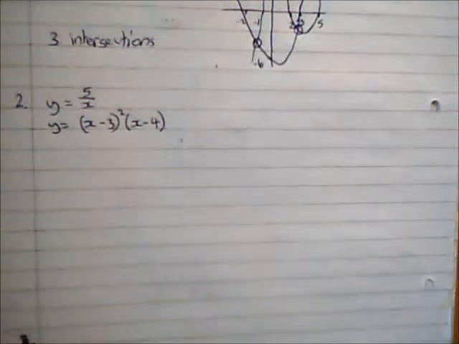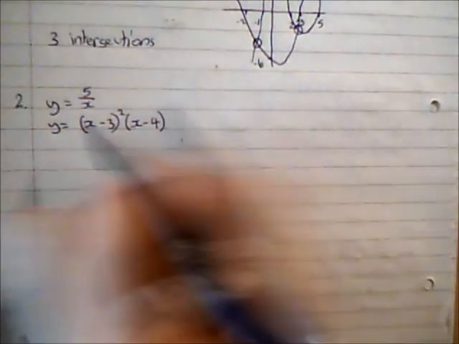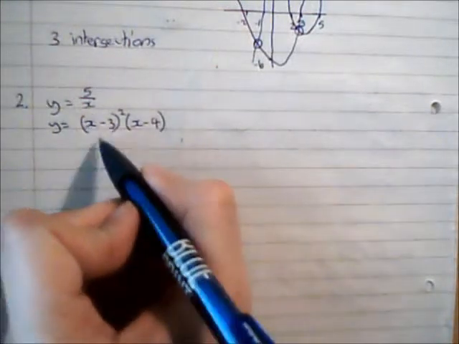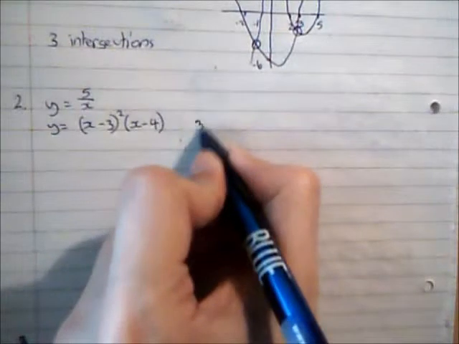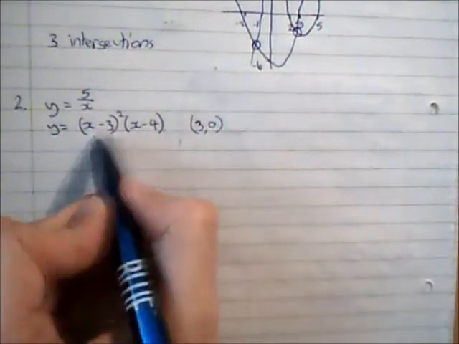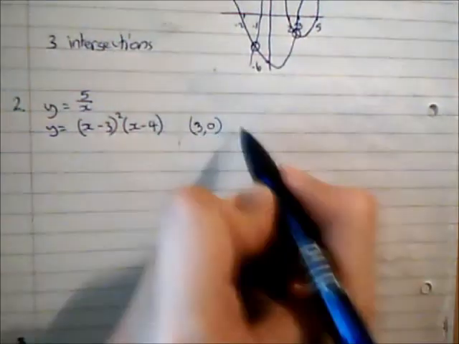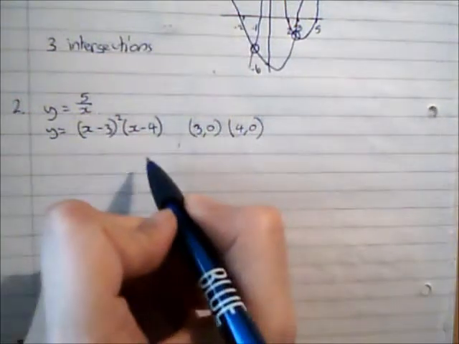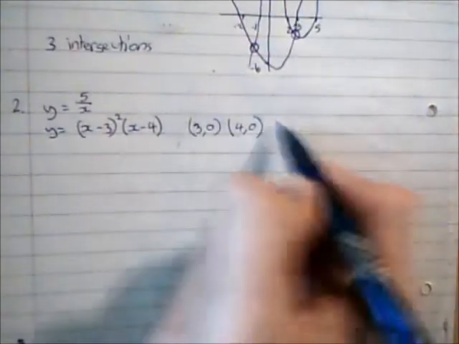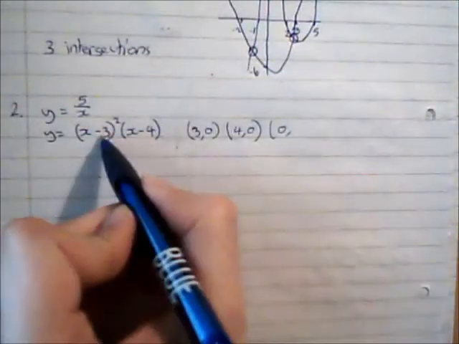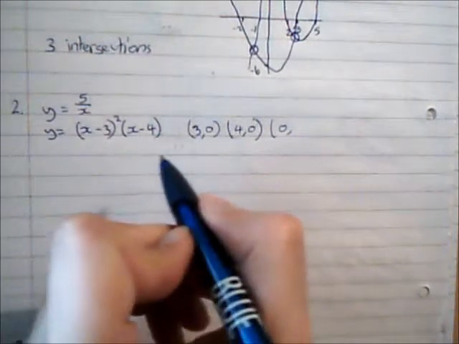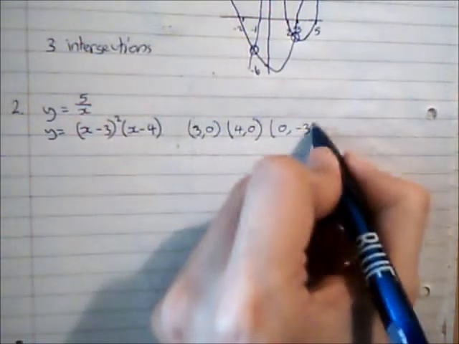So this second example, I'm going to do much the same. I'm going to start with the cubic here, because this one I can recognise as a reciprocal function. That's actually going to be very easy to sketch. So this is going to have solutions at (3, 0) from this bracket, and this is squared, so this is going to be where it touches the axis. And then at (4, 0), and that's not squared, so that's going to pass through the axis. And then if x is 0, I will get negative 3 squared is 9, multiplied by negative 4 is going to give me negative 36.